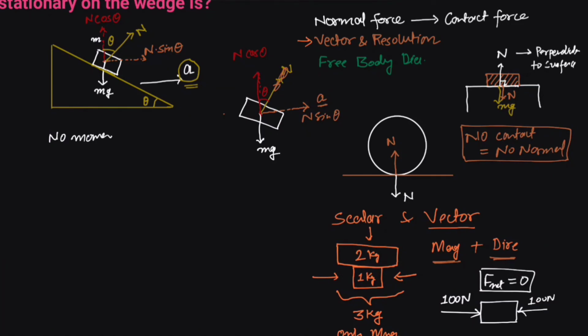Now N cos theta is vertically upward, no movement, no acceleration in the upward direction, so N cos theta balances the weight mg. So from here you find out N is equal to mg upon cos theta.